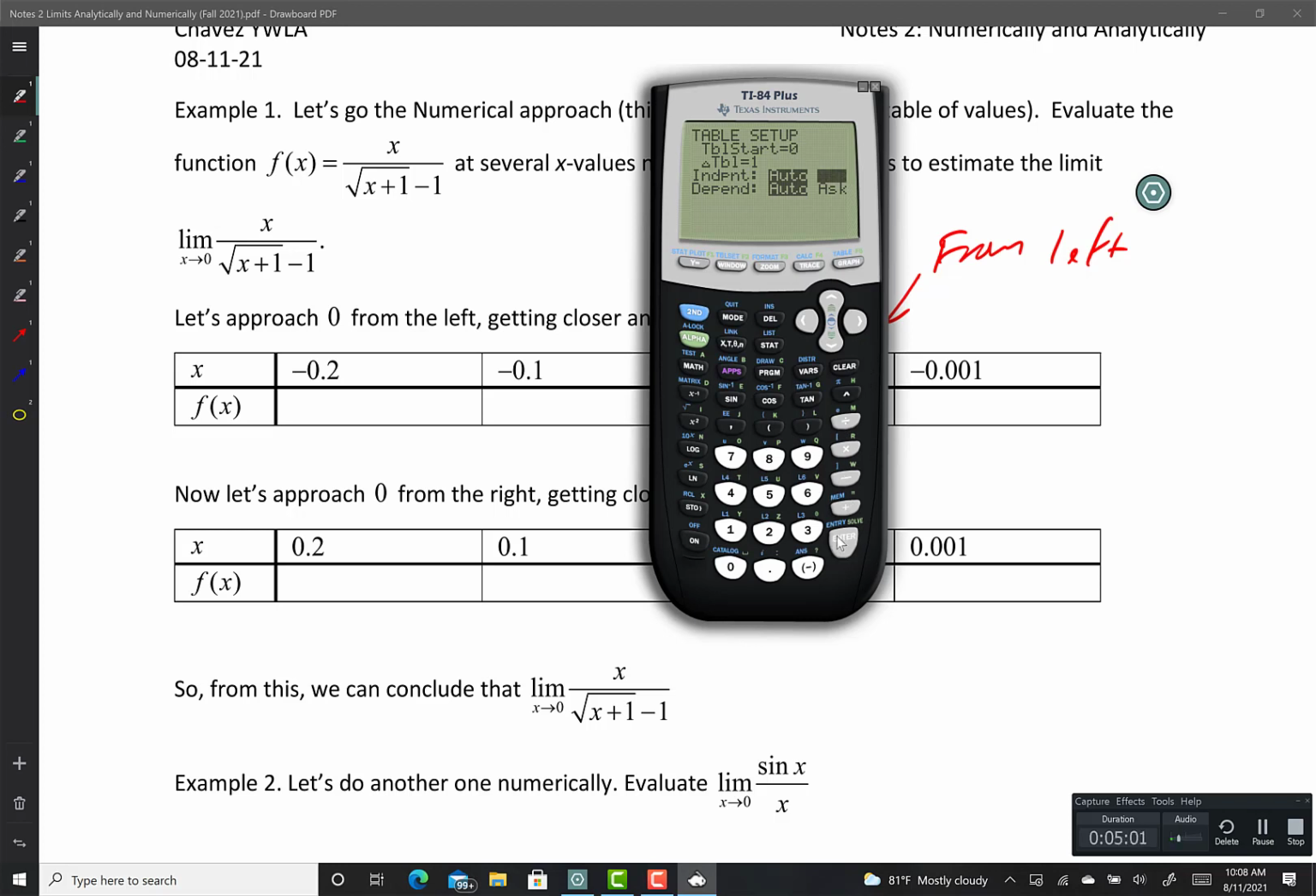So here we go. On the independent, which is the x value, put ask. So now the ask should be highlighted. Push enter. And now I'm going to push second graph, which really is second table. So the graph button is the upper right hand corner. And now your x and y should be blank like that. So I'm going to type in negative 0.2, push enter, and I get a number. Do you guys get 1.8944?